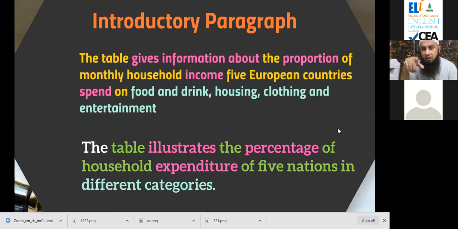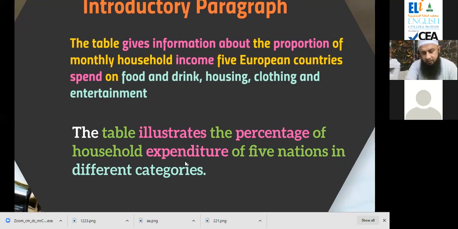This is the introductory paragraph. The first paragraph that you write is to rephrase the same question. You have to rephrase it in a way that it introduces the table, a diagram, a chart. The table gives information about the portion of monthly household income 5 European countries spent on food and drink, housing, clothing, and entertainment. This is what they give you.